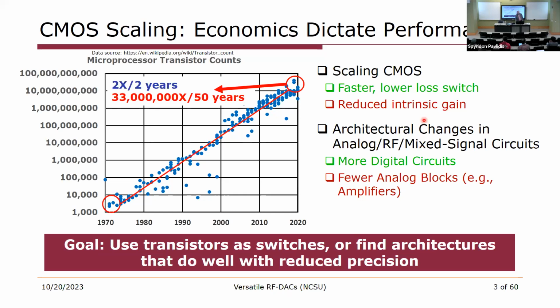And so we are proposing to make some architectural changes in the way that we make analog RF and mixed signal circuits. Primarily, because the transistors have been optimized to be switches, we should probably try and use them as switches. So we want to use more digital circuits and fewer analog blocks or things that we might think of as amplifiers.